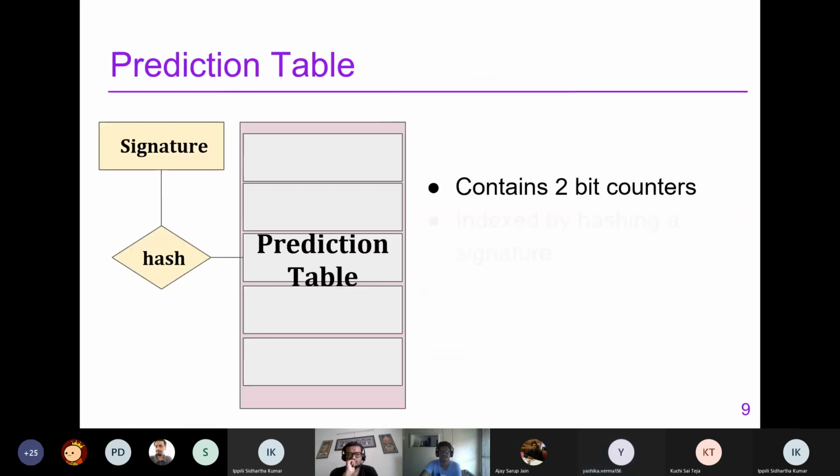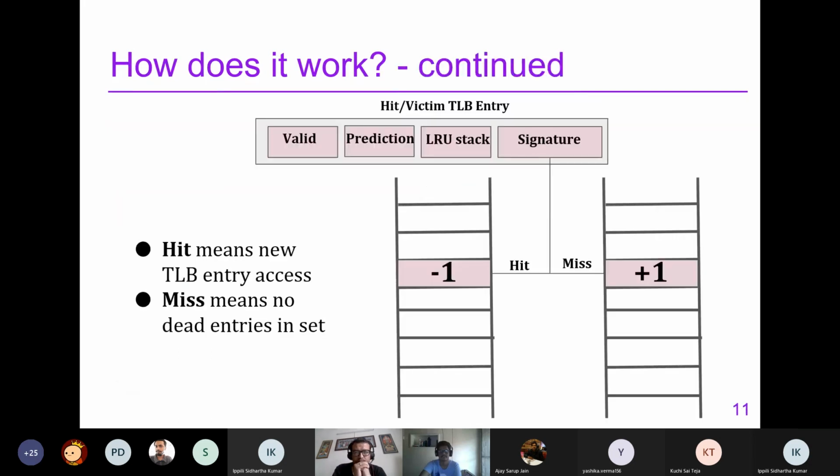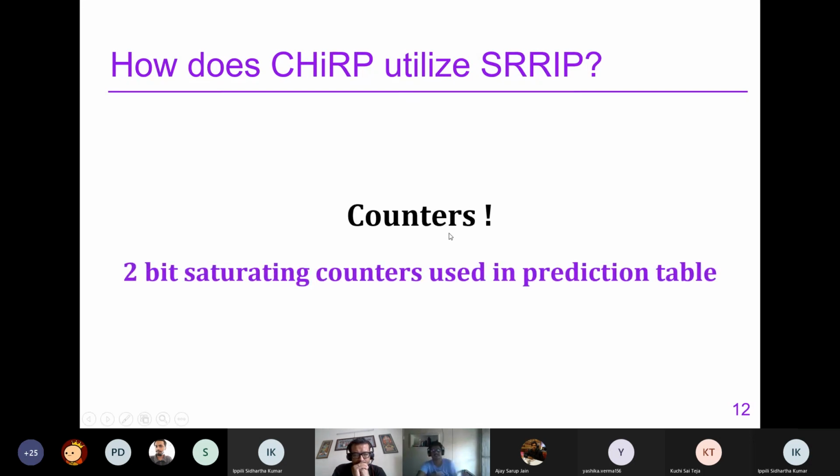Any other questions, or should I move on? Okay, I'm moving on then. So how does CHIRP exactly utilize SRRIP? As I explained, CHIRP uses counters. So 2-bit saturating counters are used in the prediction table right now. We can maybe increase the bits of the saturating counters, but it will result in more hardware overhead.